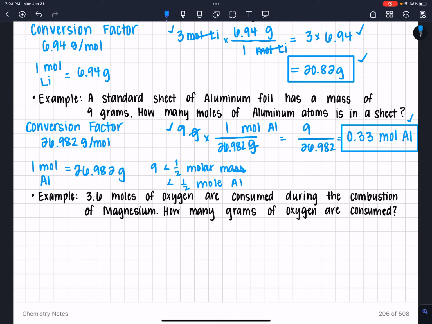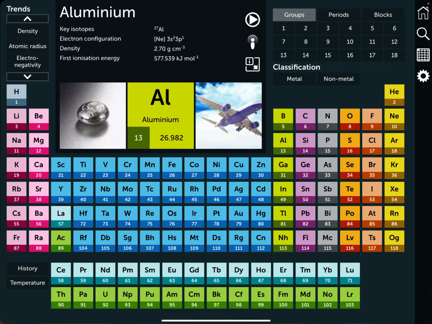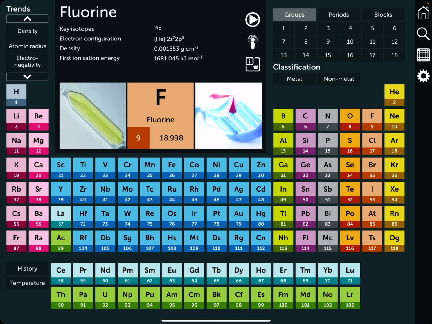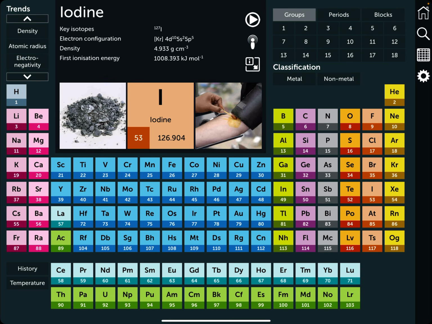So 3.6 moles of oxygen are consumed during the combustion of magnesium. How many grams of oxygen are consumed? First things first, I'm going to figure out my conversion factor, which is just my molar mass of oxygen. Now, oxygen is a special element. It's a lot like bromine. Oxygen is one of our special 7 diatomic elements. It's a part of Brinkelhoff. Remember, hydrogen, nitrogen, oxygen, fluorine, chlorine, bromine, and iodine are the 7 diatomic elements on the periodic table.